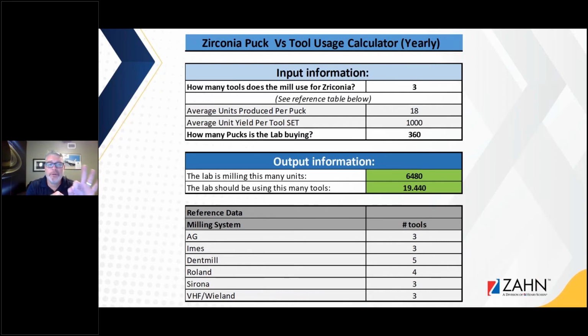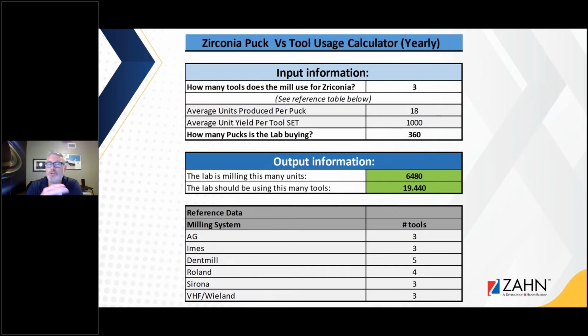AG running 3 tools, IMES, iCore running 3 tools. Dent Mill, they use 5 tools, so be aware of that. Roland, it's anywhere between 3 and 4, depending on your distributor. Sirona runs a 3-tool system, and then Wheelan VHF runs a 3-tool system unless you click on high definition for that 4th tool.